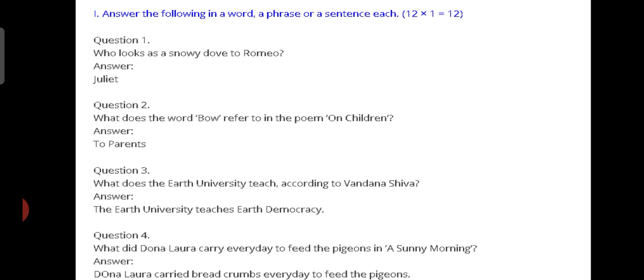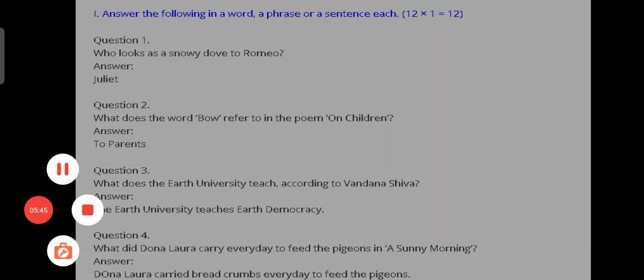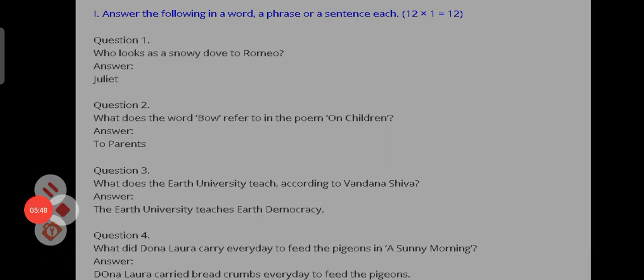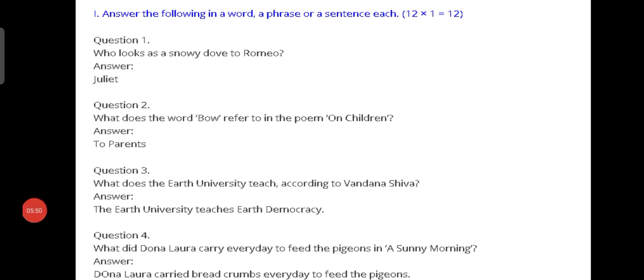What does the Earth University teach? See, in this question paper I have added all the questions for you so that you may get a clear idea of the question paper, but some of the questions are not there in your syllabus this year. Next question. What did Donna Laura carry every day to feed the pigeons on a sunny morning? She carried a few breadcrumbs in a bag to feed the pigeons.